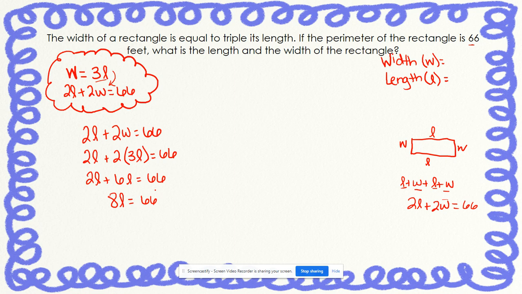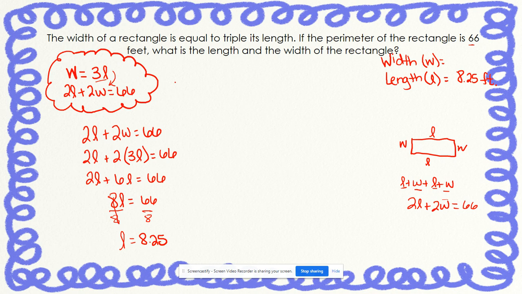Now to get L by itself, I'm going to have to divide by 8 on both sides. So when I divide by 8 on both sides, these are going to cancel and leave me with L equals 66 divided by 8, which gives me 8.25. So that means that the length of this rectangle is 8.25 feet.